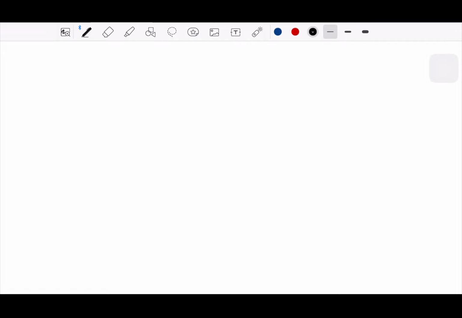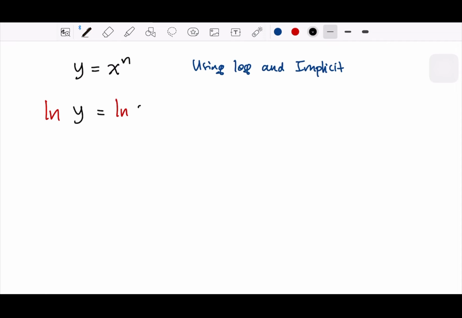Okay, let's go back to the power rule. We have this, and we can prove it using the log and implicit differentiation. So take the ln of y, and because we have ln, the power can be moved down. And remember, with ln y we have the logarithmic derivative, so we can differentiate it. So let's differentiate this.